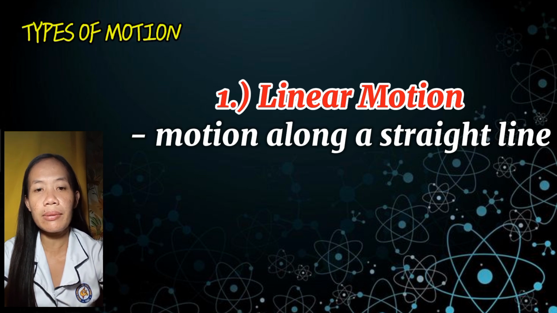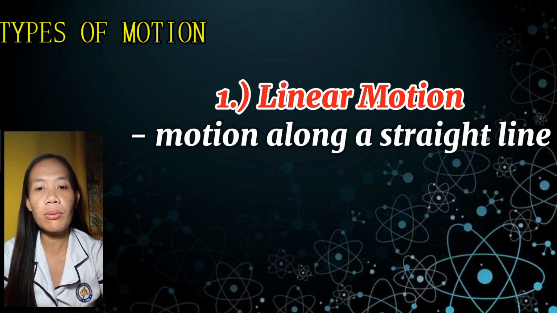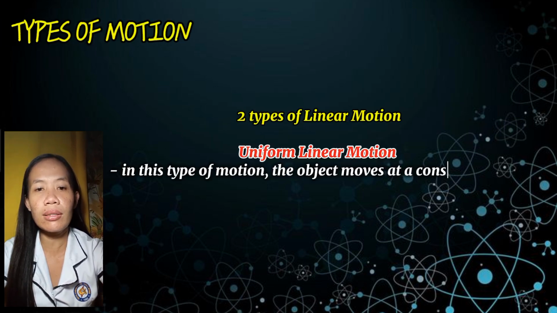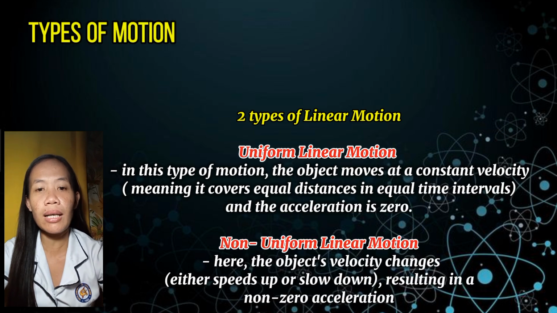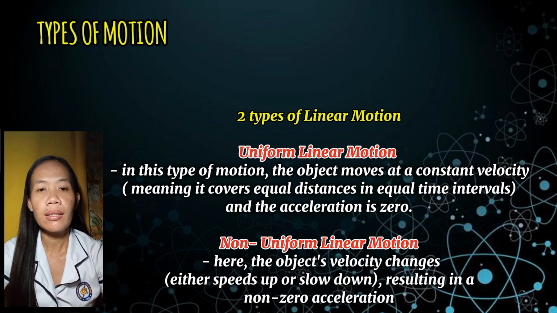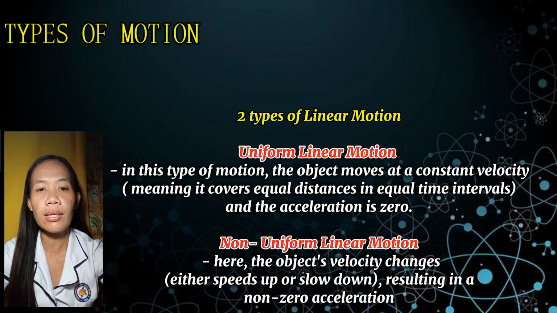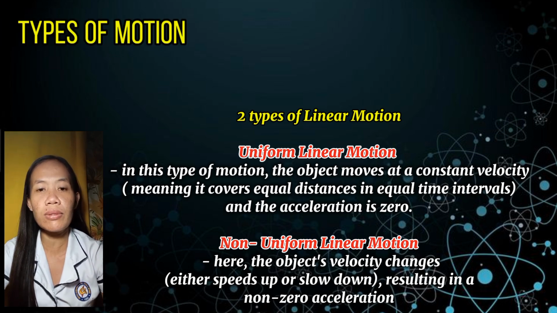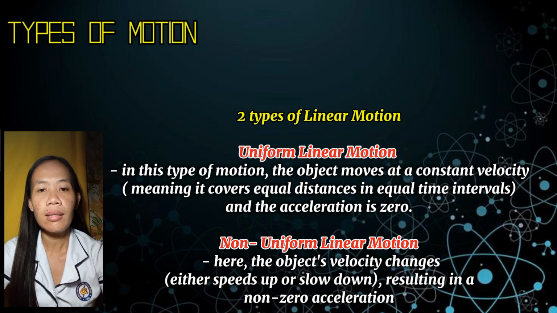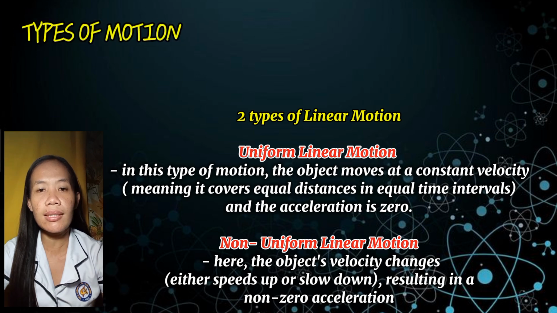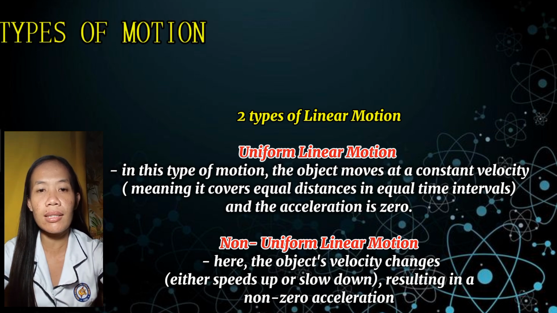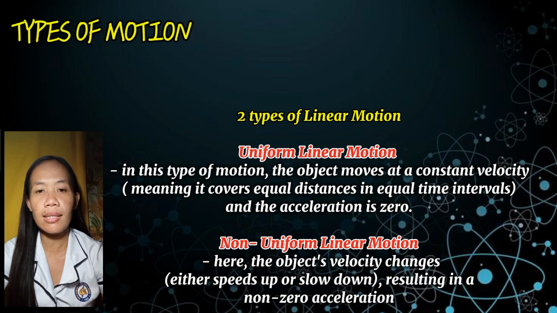So the first type of motion is linear motion, which is motion along a straight line. There are two types of linear motion. The first is uniform linear motion. In this type of motion, the object moves at a constant velocity, meaning it covers equal distances in equal time intervals. So the acceleration is 0.